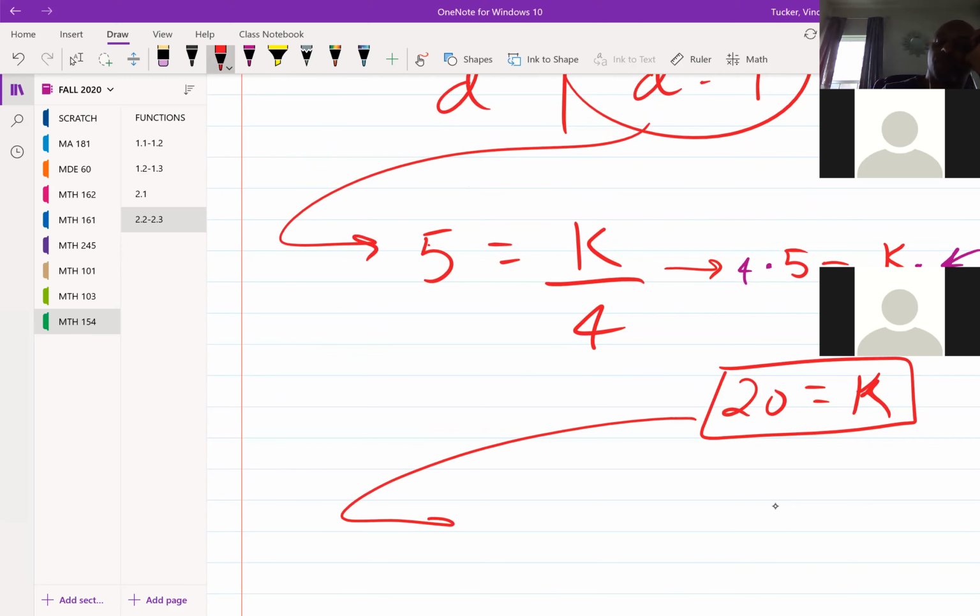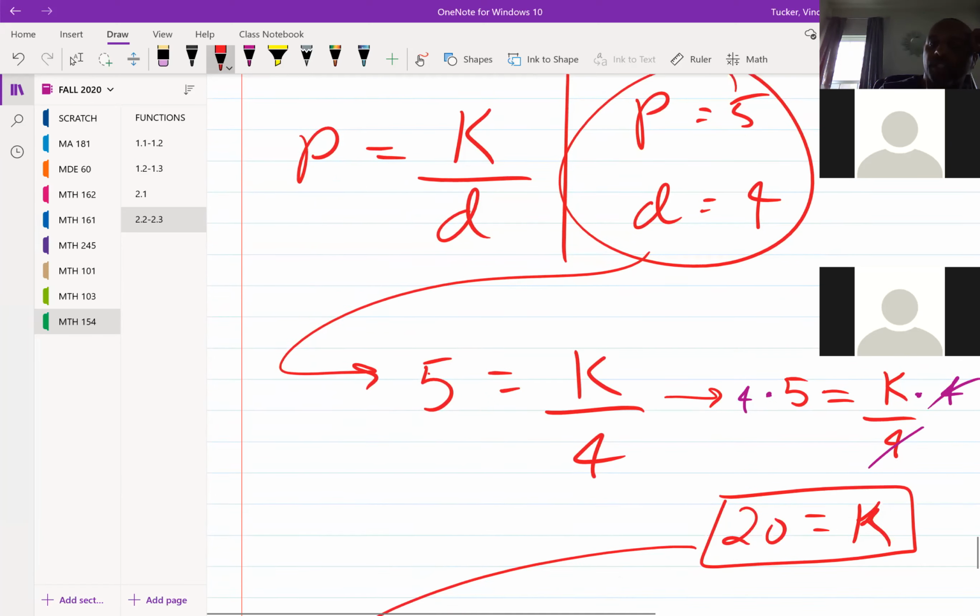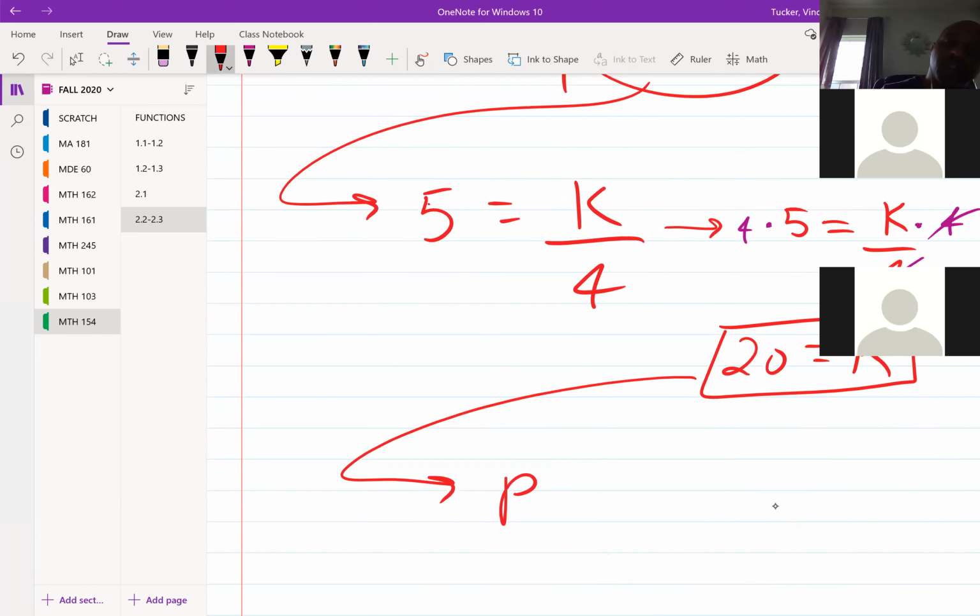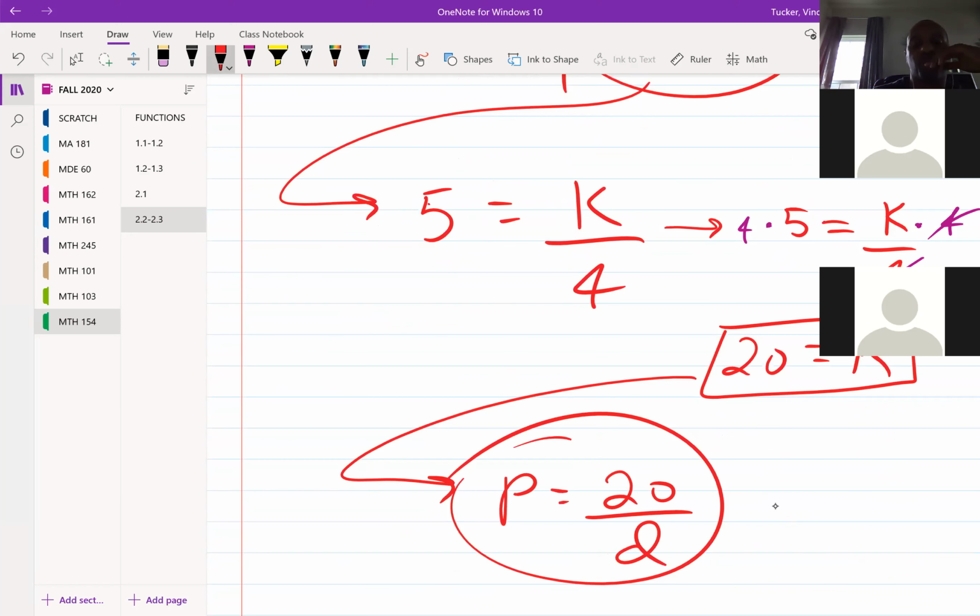So now I take that 20 and put it back into our original relationship with P equal to K over D. That's going to be 20 over D. And that's our answer. Questions on that?